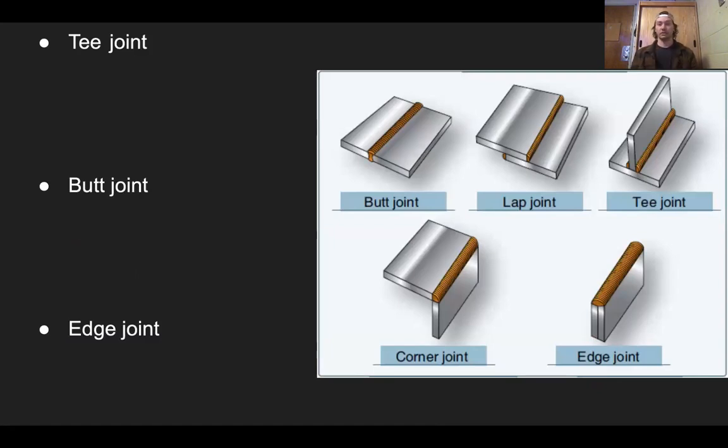So a T-joint, which is shown in the top right corner, is where there's a flat plate and then a plate like this, and it's shown as a T, and then you weld the grooves right there so it sticks together tight. And then there's a butt joint, which is the top left, which is two pieces of metal like this, and you weld right here and on the bottom. And then an edge joint, which is shown on the right, which is two pieces of metal like this, and you weld through the top.